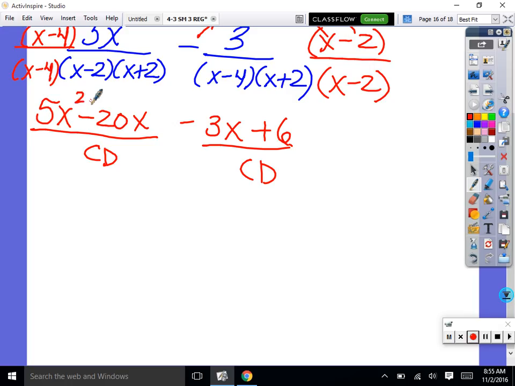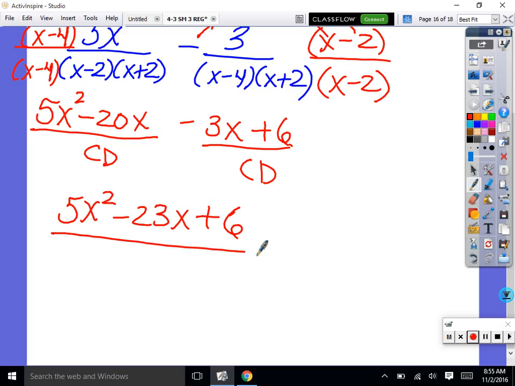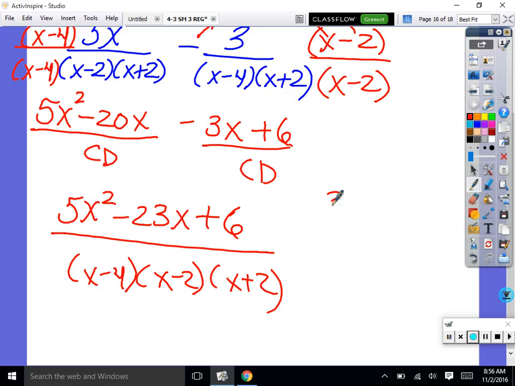Okay, so we have a 5x squared minus 23x plus 6 all over x minus 4, x minus 2, x plus 2. Then you would just say, does the top factor? What multiplies to be 30, adds up to be negative 23? 10 times 3, 1 times 30, 2 times 15, that's it? No, right? Everybody good with that? So we're good, that's our answer.